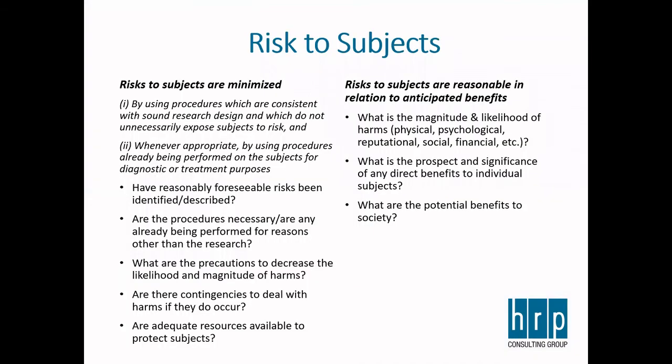So let's start off by talking about risk to subjects. So risks to subjects need to be minimized. And these are some questions that the IRB may ask when determining if this criteria has been satisfied. Have the reasonably foreseeable risks been identified and described in the IRB submission? Are the procedures necessary, or are any already being performed for reasons other than the research?